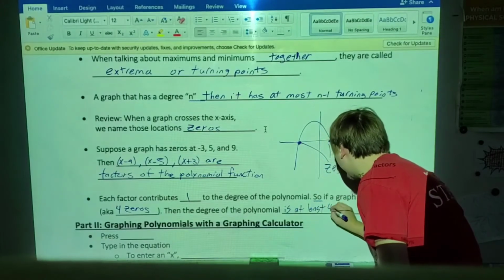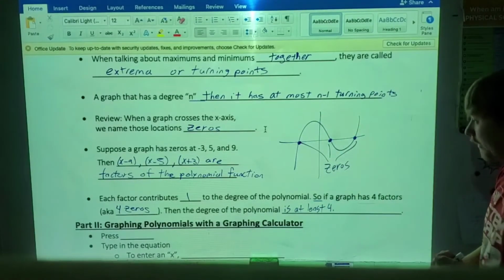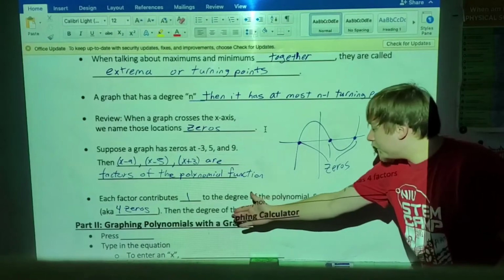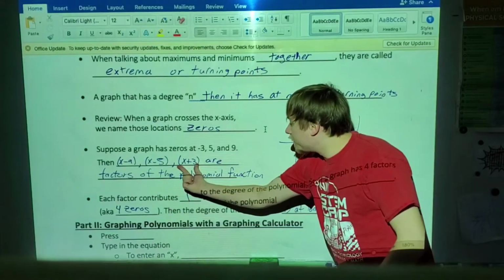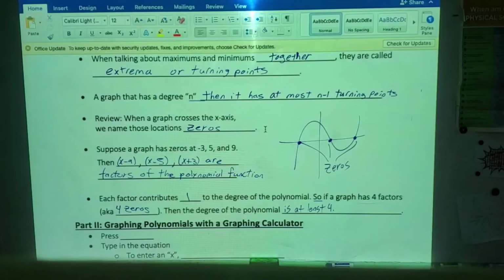Has to be at least 4. Cannot be smaller than that, because it has that many zeros. You have at least that many of those. You have at least 4 factors as well.